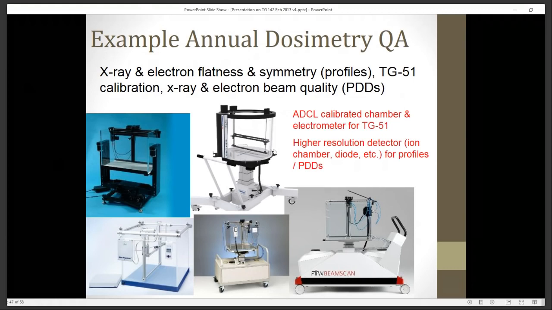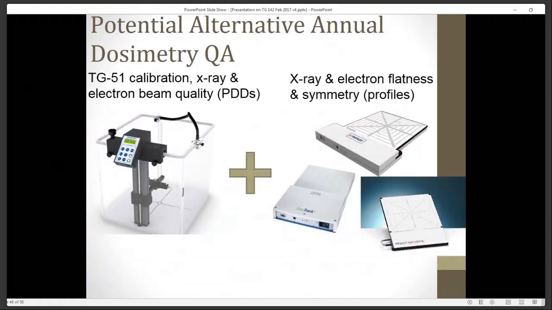And just some notes on the detectors to be used for this. Clearly you'll want an ADCL calibrated chamber and electrometer when you're doing absolute dose calibration for TG51. And then for the profile and PDD measurements, ideally some higher resolution detector, and ideally the same as your baseline so that you're measuring apples to apples.